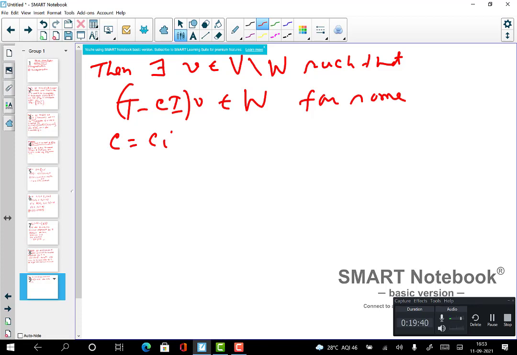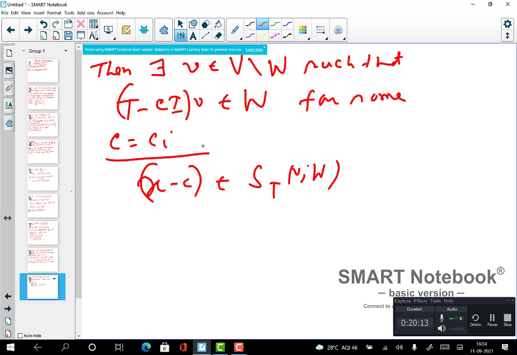Eigenvalue means this will be one of those c1, c2, ck. It may be c1 or c2 or ck; one of those things is going to happen. So what does that mean? That means I am saying that the T-conductor of v into W is actually linear. So x minus c belongs to S(v; W). This is what the theorem is telling. So you can find a v which is not inside W, whose T-conductor is linear.